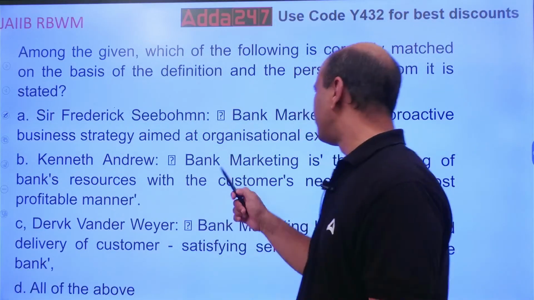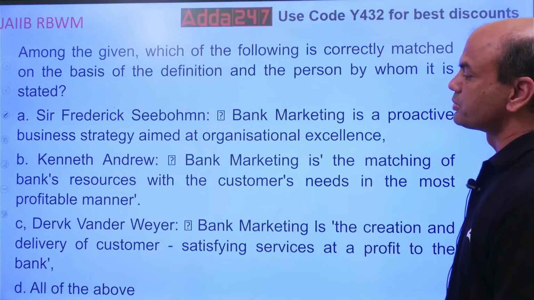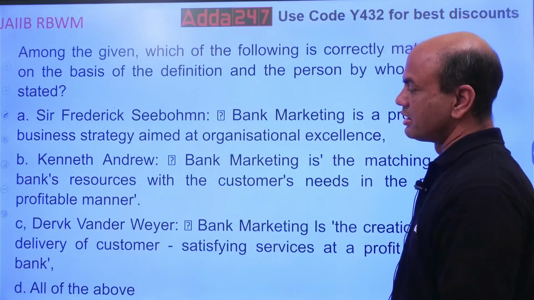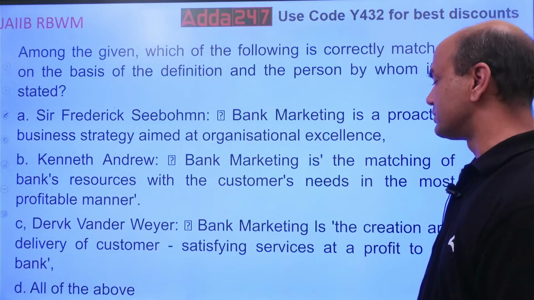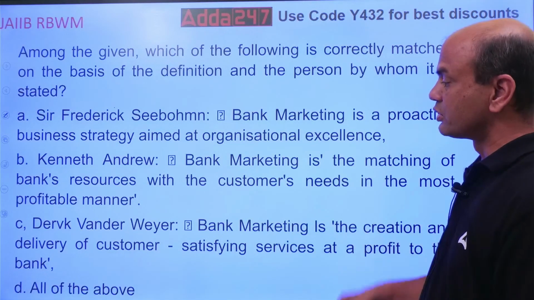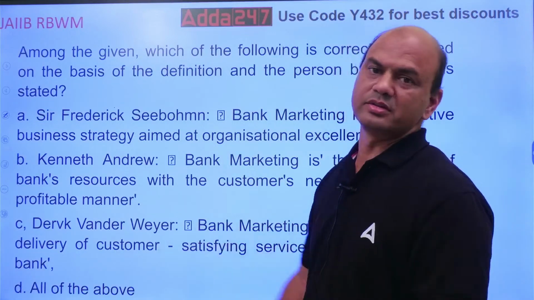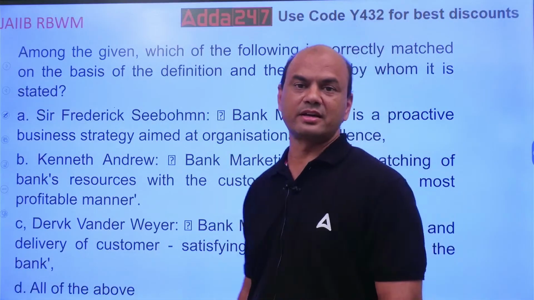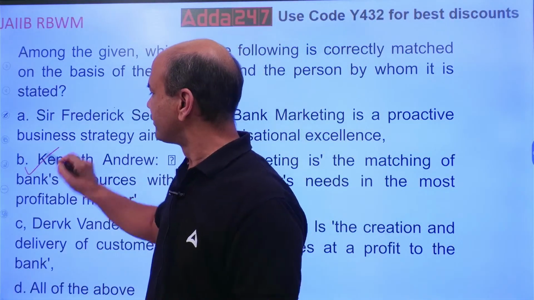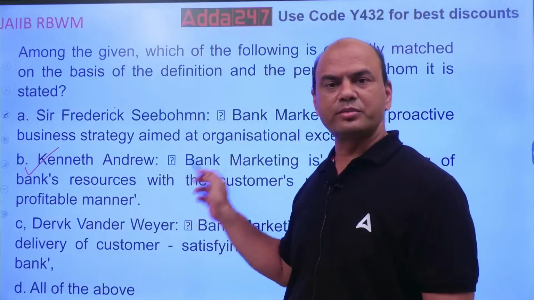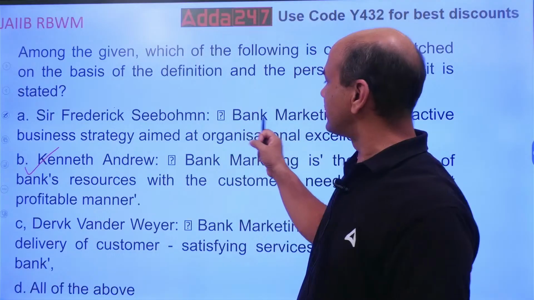Kenneth Andrews: Bank marketing is the matching of bank's resources with the customer's needs in the most profitable manner. Dirk Vander Weyer: Bank marketing is the creation of delivery of customer satisfying services at a profit to the bank. Now definitions are correct, again I am saying, but matching is wrong. Where the matching is correct? The matching is correct over here, B. Kenneth Andrews matching is correct. Remaining all are wrong.